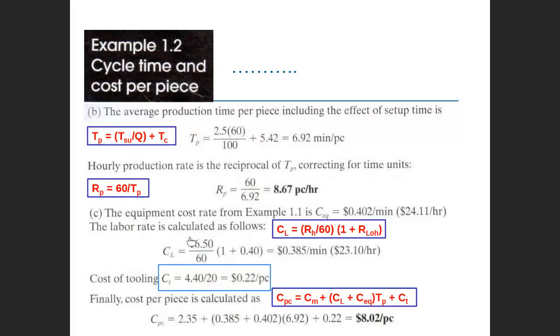Cl equals the salary of the person per hour. This is the hourly salary divided by 60 to get minutes. You multiply by 1 plus the overhead rate of 40%. Salary divided by 60 to get minutes, multiplied by 1.4, where 0.4 is the 40% overhead rate. Then you get the CL value, and this is the CT value. CM is given. CEQ we already have from example 1.1, because this is a continuation of example 1.1.